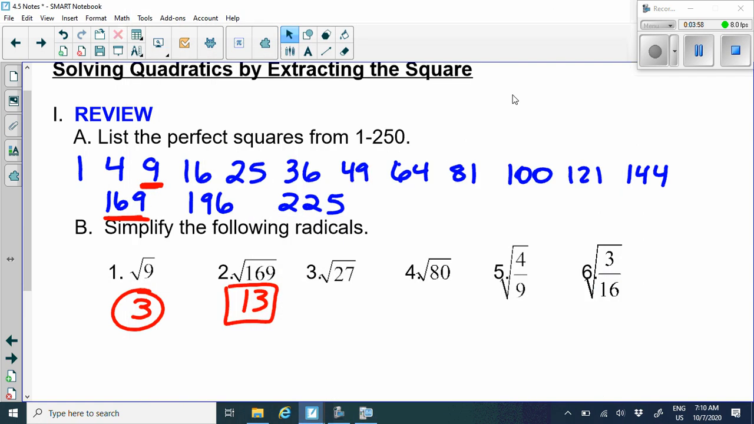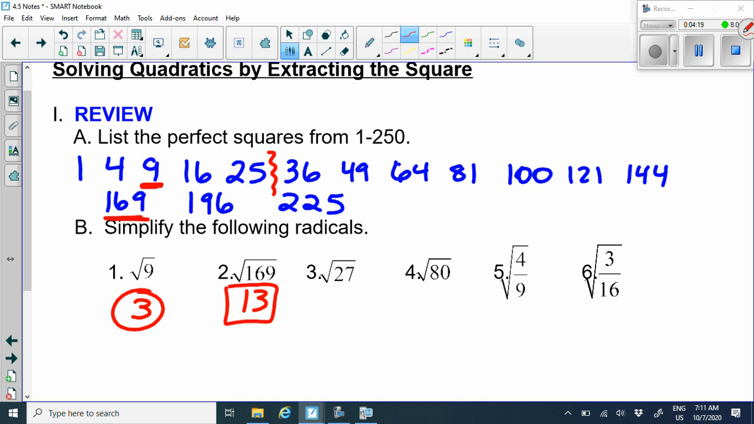Now, we are not going to leave our answer in decimal form. We have to leave it in what we call simplest radical form. So our next thing is we need to figure out what is the largest perfect square that goes into 27. Now to do this, we are going to start where we can't do anything more.